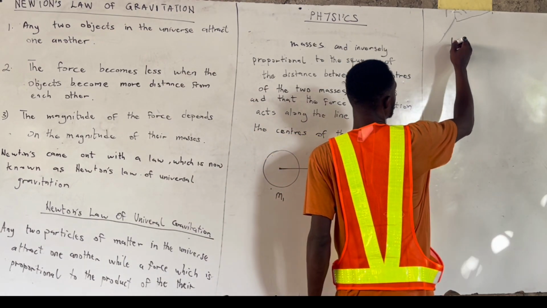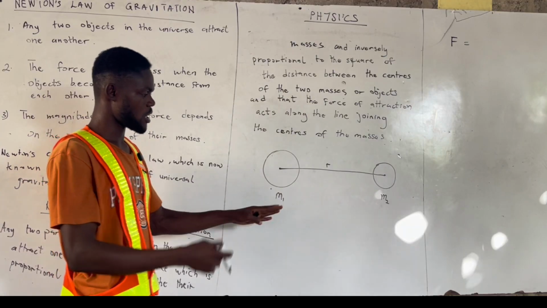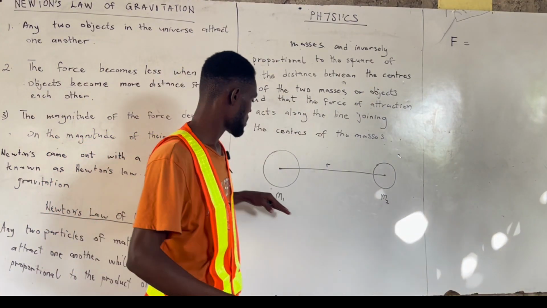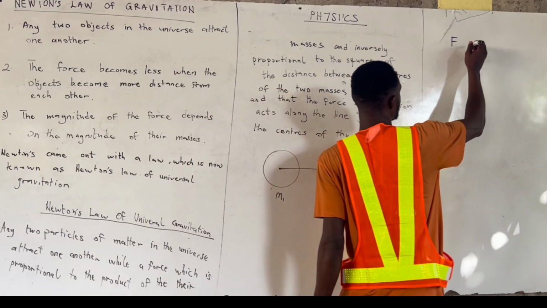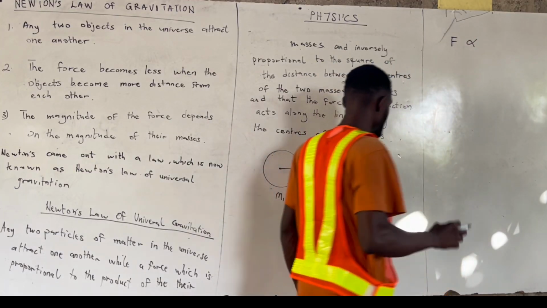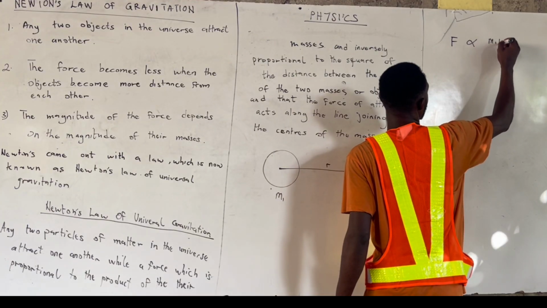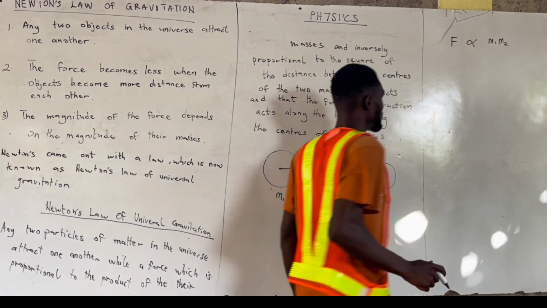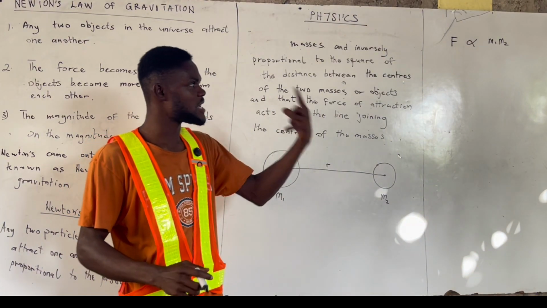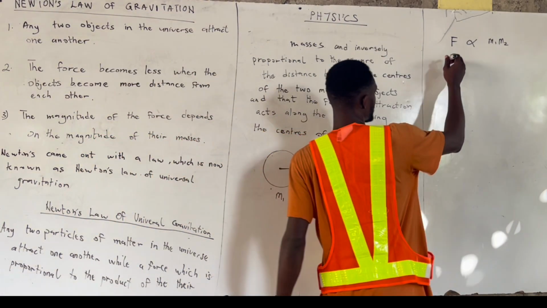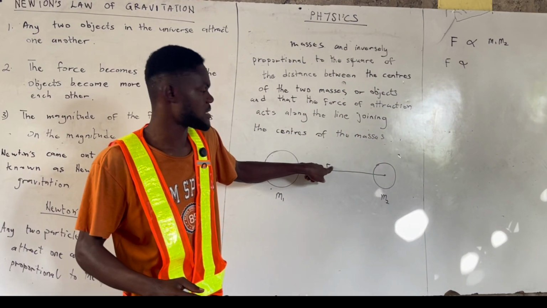Newton is saying that the force F is proportional to the product of their masses. You're going to use the proportionality sign in terms of math. Proportionality sign, M1, M2. So it's proportional to their masses and inversely proportional to their distance, and the distance is the r.